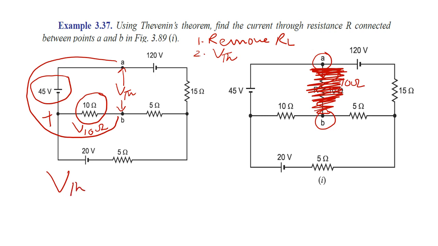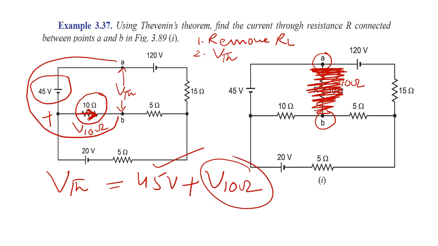The Thevenin voltage is equal to 45 volt plus or minus, depending upon the direction. Here we are writing plus, and the voltage across the 10 ohm resistor. One voltage is already known to us, but we don't know the voltage across the 10 ohm resistor. If I am able to find the current in this 10 ohm resistor, I can easily find this value, and so we can find the value of the Thevenin voltage.